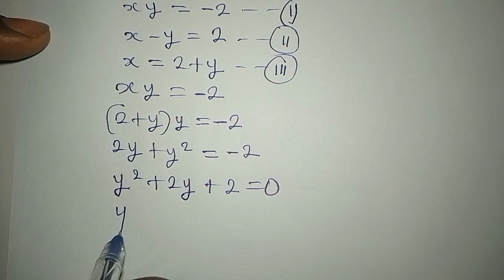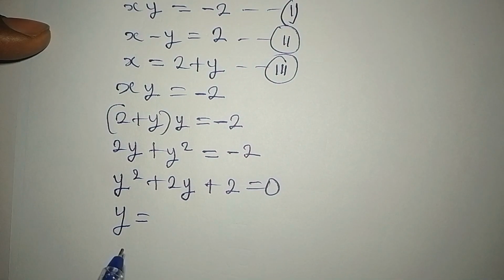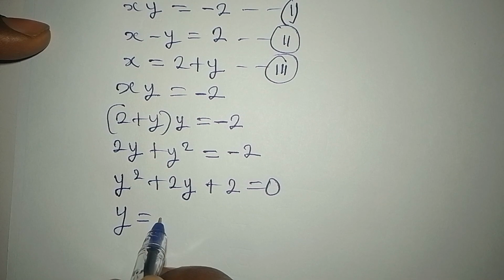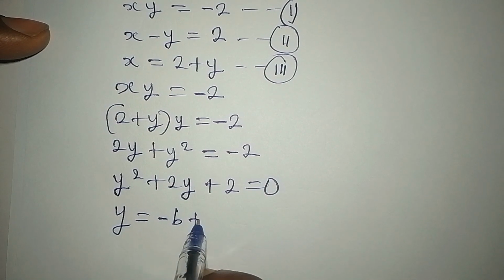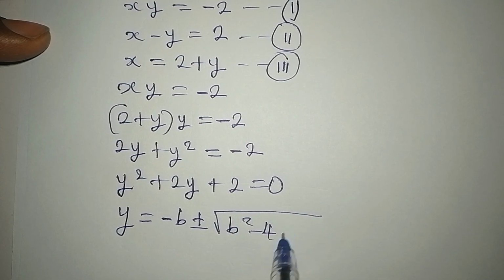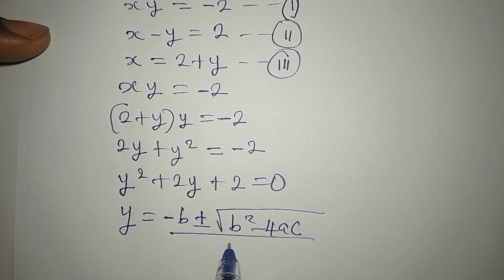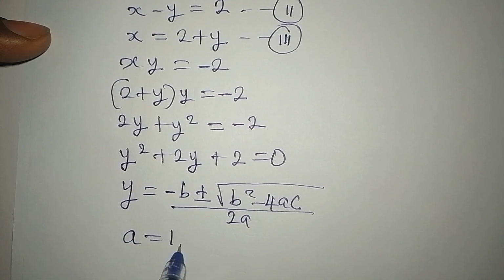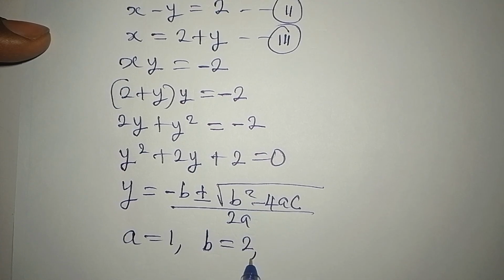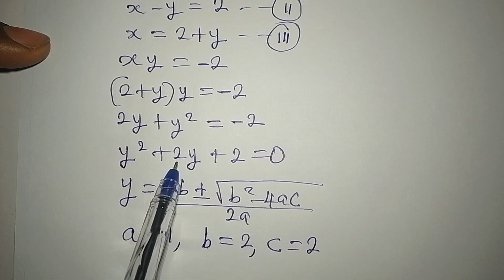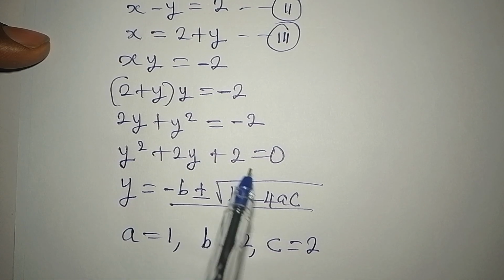What is the formula? y is equal to, I'm using y because y is the unknown in the quadratic equation, −b ± √(b² − 4ac) all over 2a. Now, what is our a? 1. Our b is what? 2. And c also 2. a is the coefficient of y², b is the coefficient of y, c the constant.